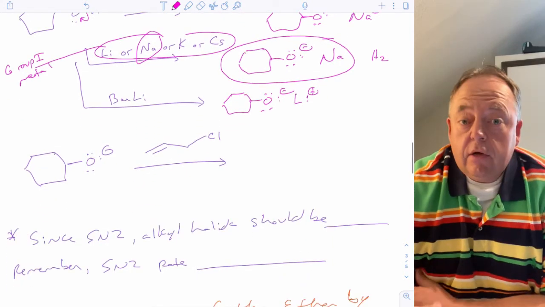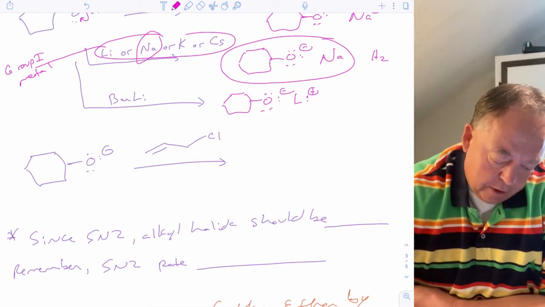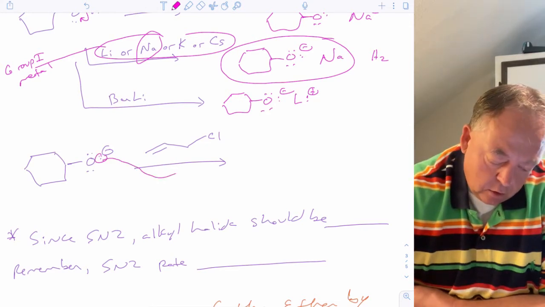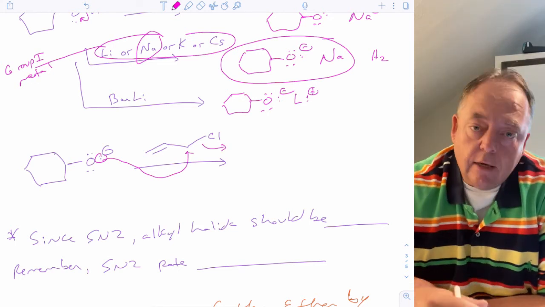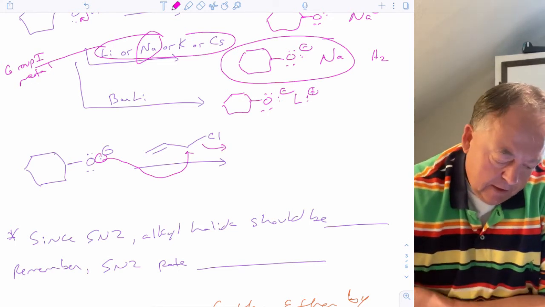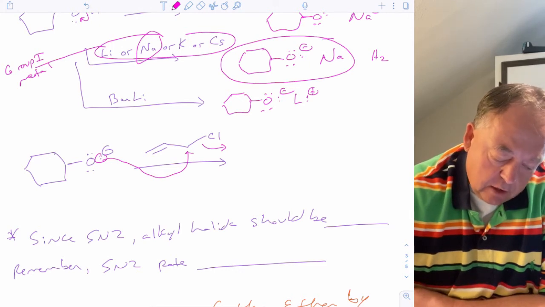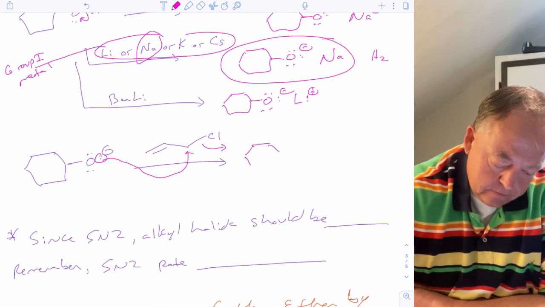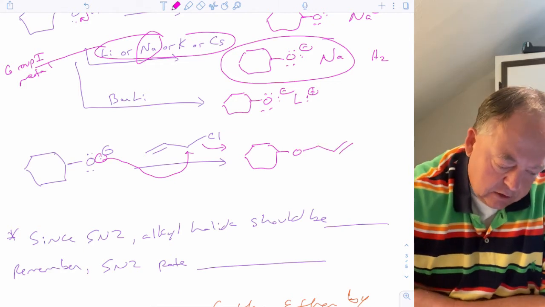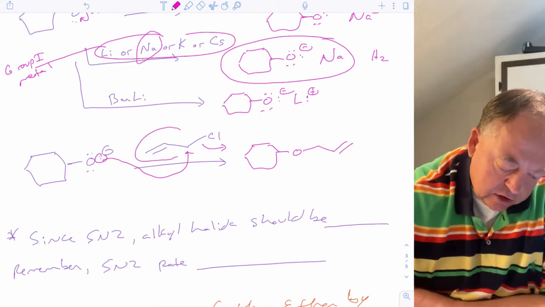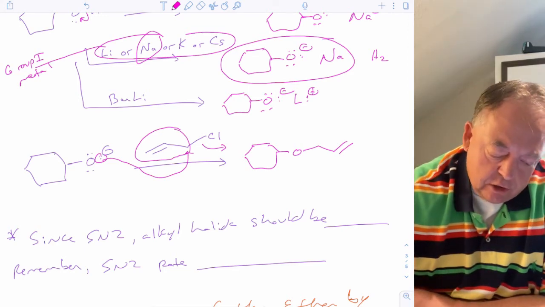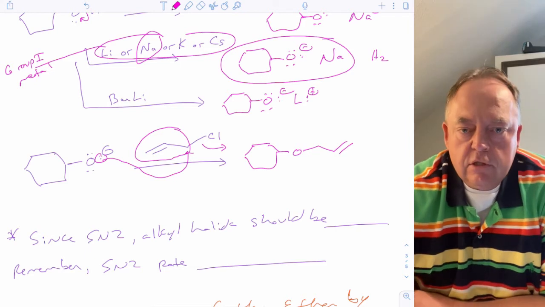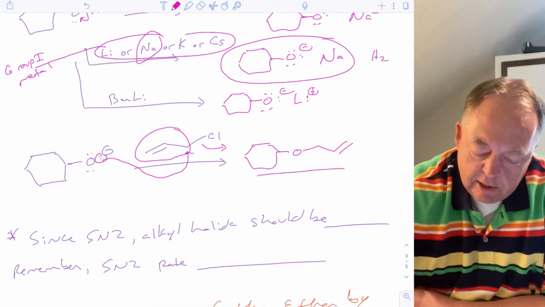Okay, so once you have the conjugate base of the alcohol, then you just react it with something that's got a good leaving group, like chlorine, bromine, iodine, or tosylate. So oxygen will attack carbon, kick off a chlorine. And the rest of the carbons are just along for the ride, right? You make a bond from oxygen to carbon, and whatever's attached to carbon is just along for the ride. And so in this case, you would make that ether.